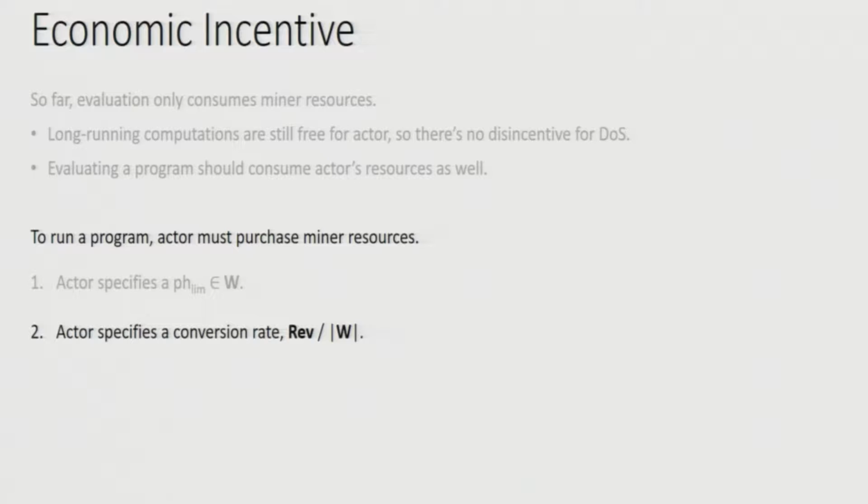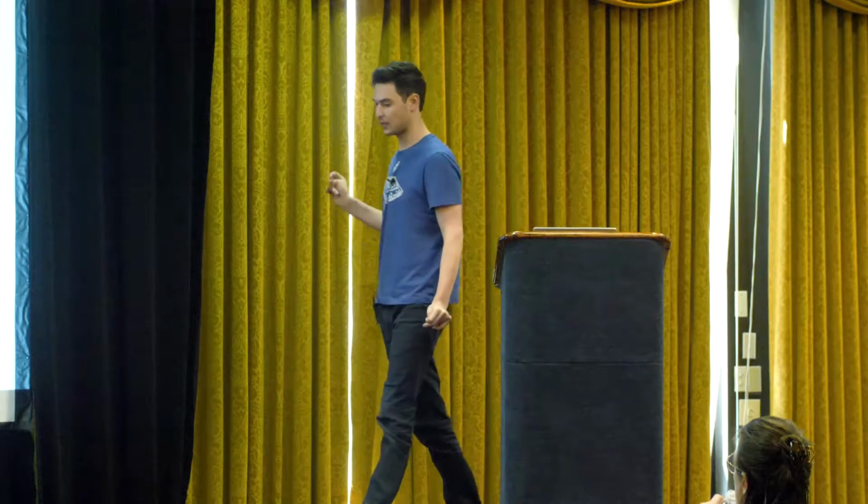But since we're essentially starting an economy here, and we don't necessarily want to standardize the cost of a resource across the entire platform, we also offer, just as Ethereum did, the ability for the actor to specify a conversion rate, which is essentially the actor saying, this is how much I believe your time is worth. So this amount of W is worth this much rev.